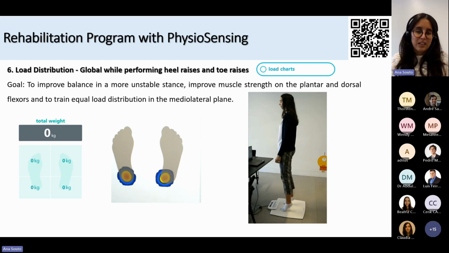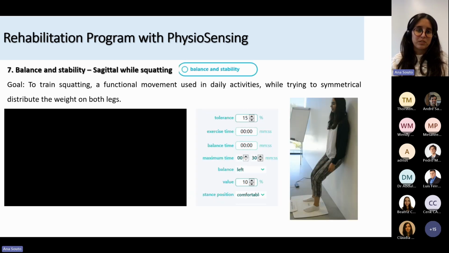And here is the interface of the plantar pressure distribution during the movement. Let's see it again. So toe raises here, and now heel raises. Okay, so it's a good way to do this type of exercise with visual biofeedback. Then we have another exercise that we can do with visual biofeedback.